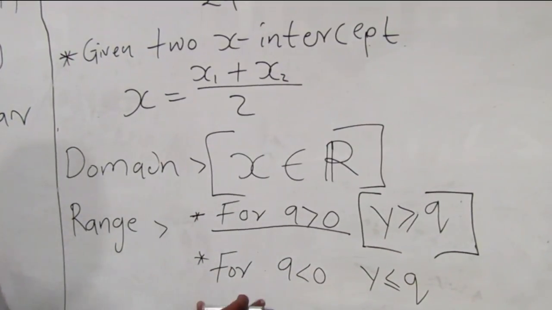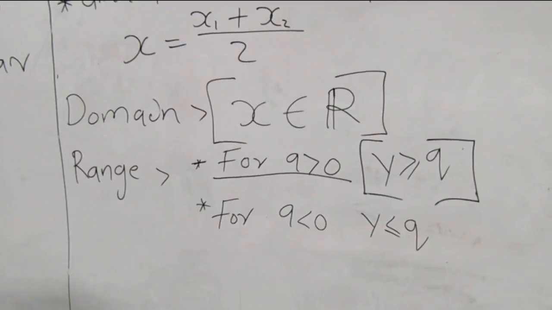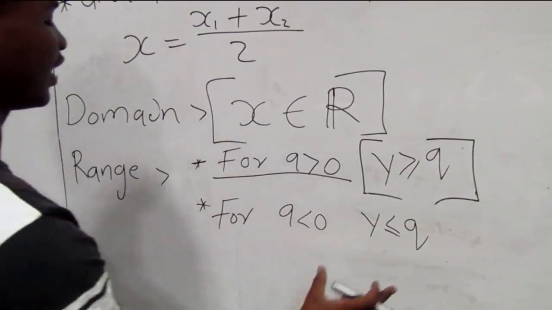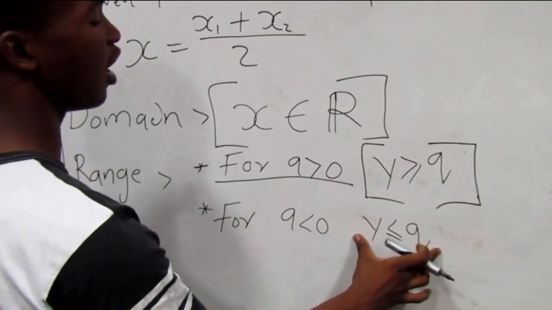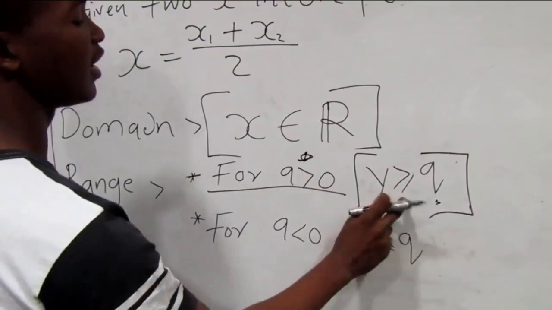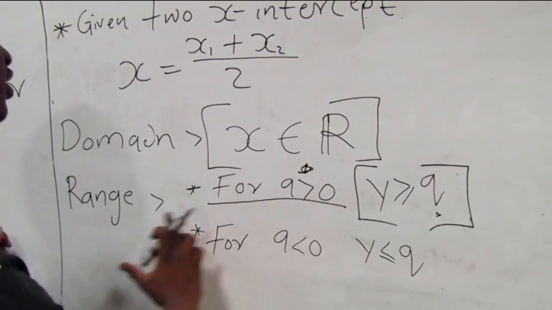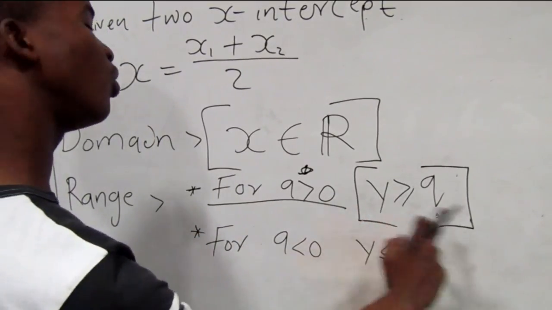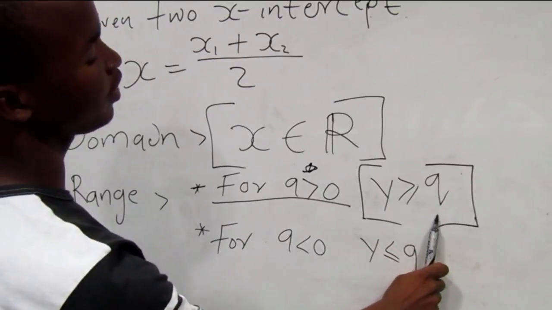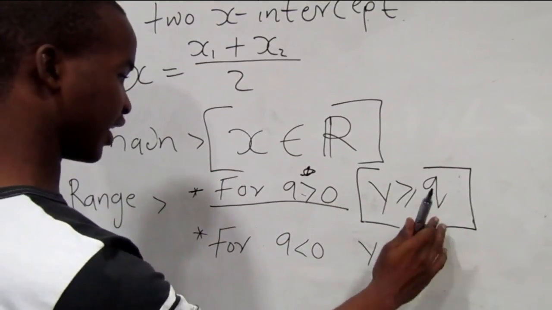Then the second condition is this: for a is less than 0, y is less or equal to q. Meaning, for a range, we only concentrate on a. This is the general formula. The only thing that you need to do, you just check for a, then you substitute the value of q here. For this condition only, this sign doesn't change, even with q, it's always going to be greater or equal to. Whether this q is negative or positive, as long as our a is greater than 0, this sign is always like this.